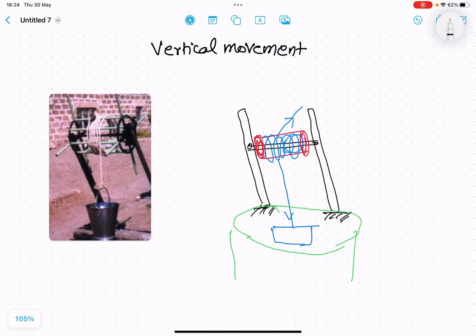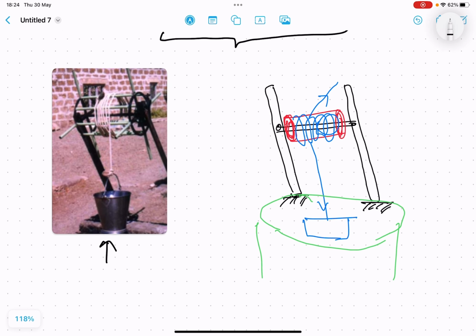Hello friends, in today's lecture of heavy lifting, we will discuss the vertical movement. The vertical movement is based on a simple principle. In order to understand that principle, we first have to see the conventional system that is used in villages to draw water from the well.